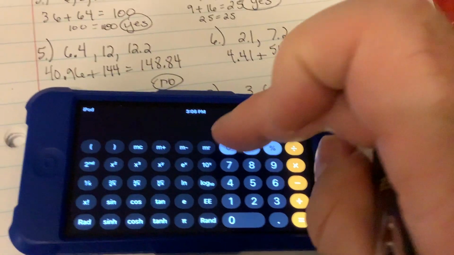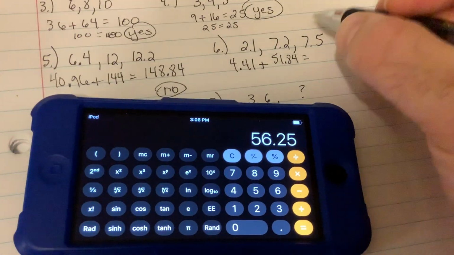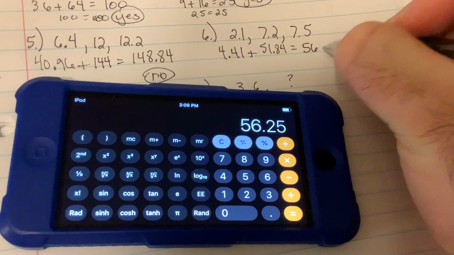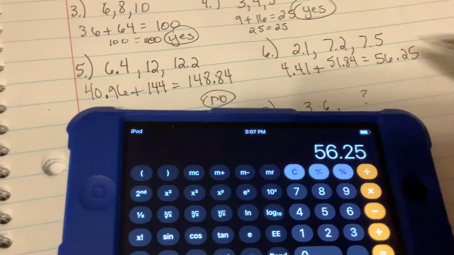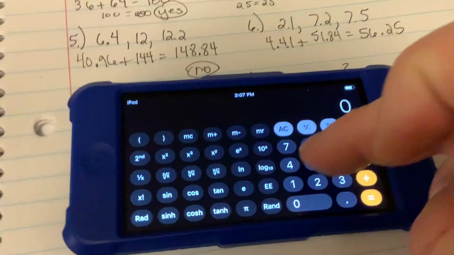And that has to equal 7.5 squared, which is 56.25. Okay, so let's see if these add up to that. Let's put it in, because even if you're having to do that on a calculator, that's fine.